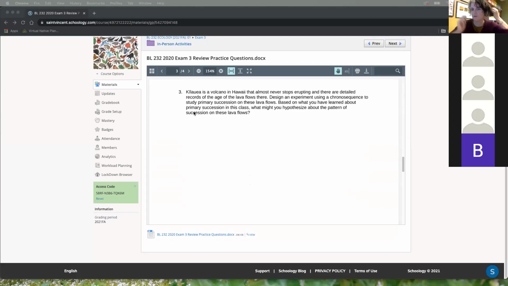Okay, so this hypothetical experiment is looking at this volcano in Hawaii that erupts almost on a yearly basis. And there are really detailed records of the lava flows there. So for this one, I want you to design a chronosequence, which is what I just talked about with those sand dunes. It's called a chronosequence when you know the exact age of certain areas of land, and then you use those ages to back calculate the patterns of succession that have happened in those communities. And this is, again, primary succession because lava flows are new land that did not exist before. So that's primary succession as opposed to secondary.